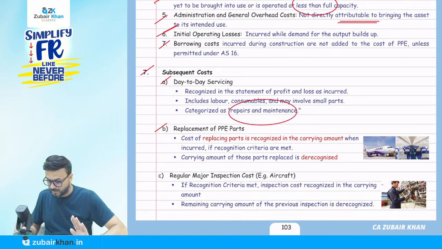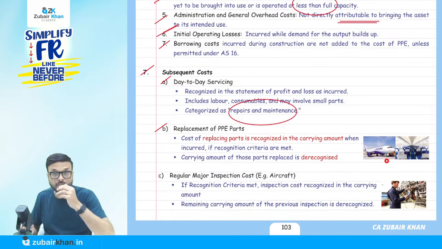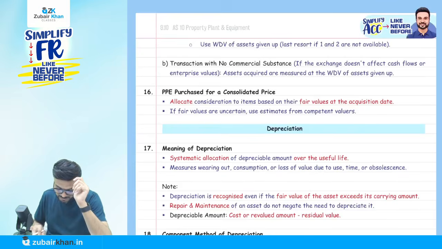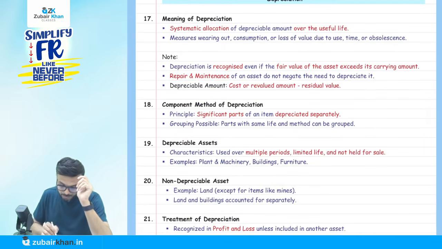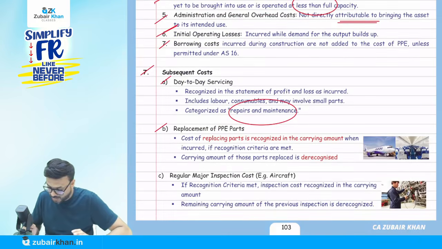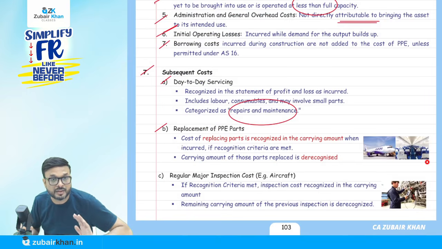Second, replacement of a PPE part. Remember that. Suppose this is an IndiGo flight. The seats have to be replaced every 5 years. I will tell you later, when we come to the depreciation part, about the component method of depreciation. But remember, suppose this is an aircraft, and I am going to replace these chairs after 5 years.